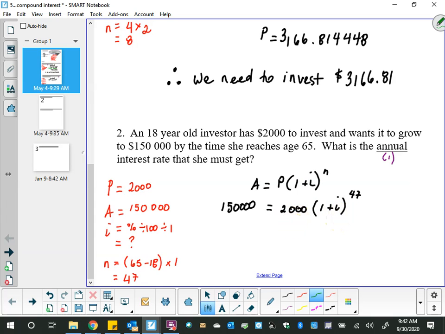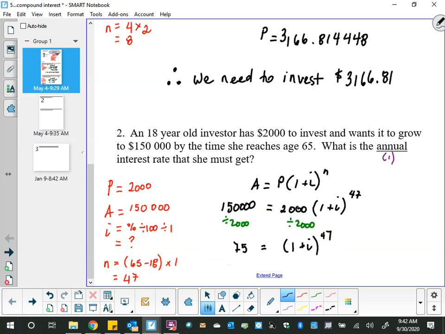So because this 2,000 is not really 100% attached to the I, I can divide it on both sides and get 150,000 divided by 2,000, which is 75, equals this bracket.